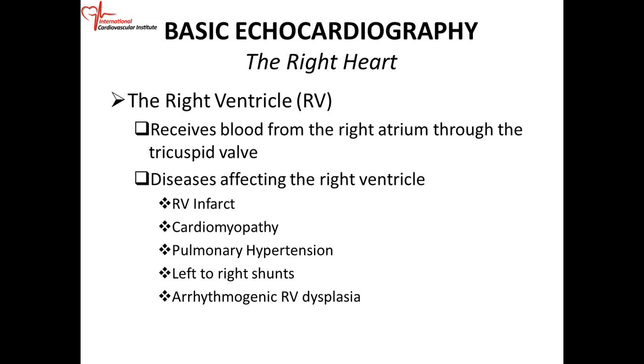The interventricular septum separates the left ventricle from the right ventricle. And you have to know how to identify the right ventricle. Remember, a couple of things that you can use: the moderator band, the fact that the tricuspid valve is inserted lower into the ventricle than the mitral valve, and the wall tends to be thinner. All right, the right ventricle receives blood from the right atrium through the tricuspid valve. That's just telling you where it is.